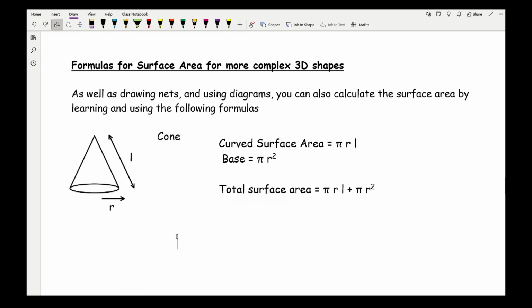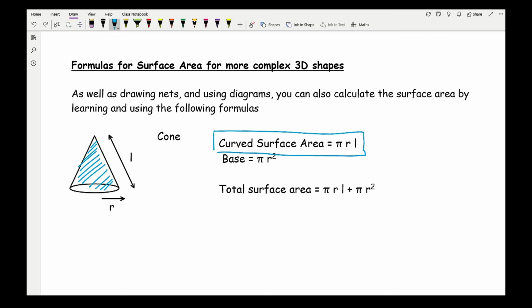Now, for the cone, you've got two areas. If you imagine an ice cream cone, this bit here is the wafer, and you've got a hollow base. To work out the surface area of the wafer for the ice cream cone, we need to use this formula here, which is pi times r times L. R is the radius and L is the slanted length. And then the base obviously is a circle.